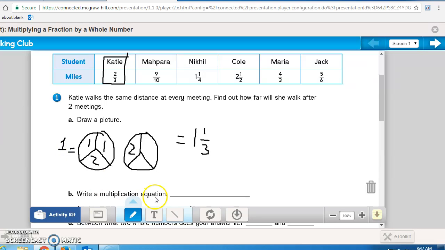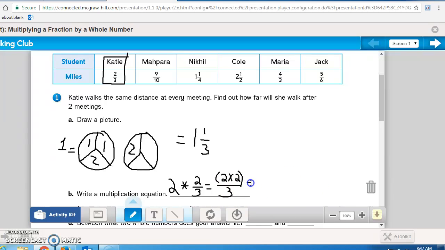So write a multiplication equation for that. Well, 2, because that's how many meetings she attended, times 2/3 equals, again, numerators go on top, 2 times 2, and our denominator stays on the bottom.